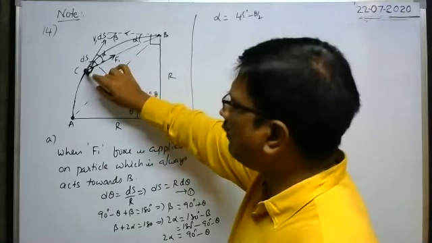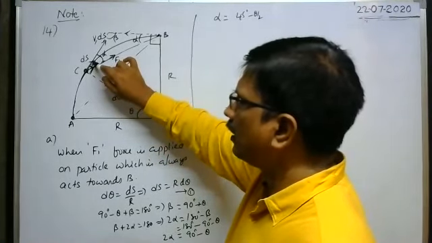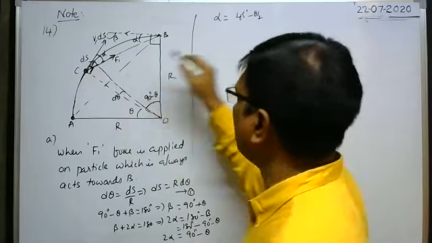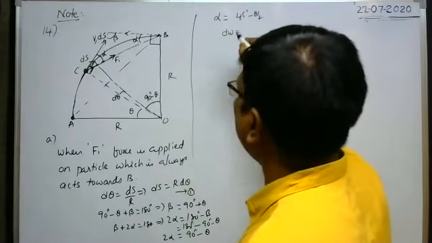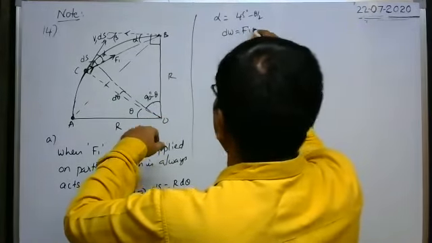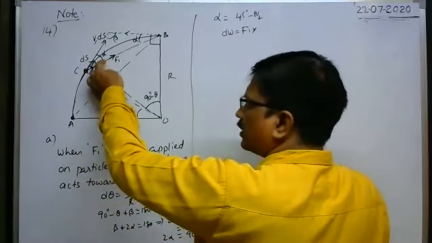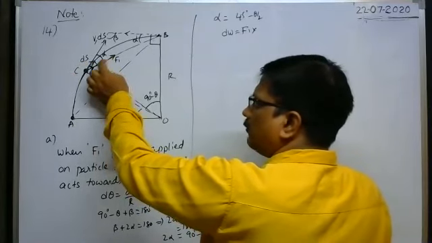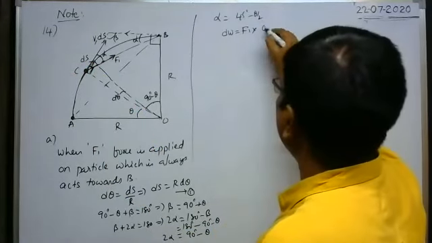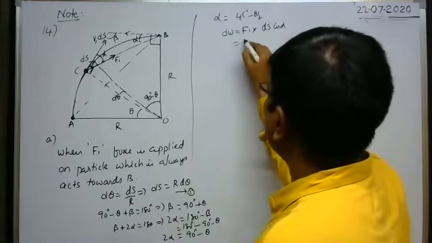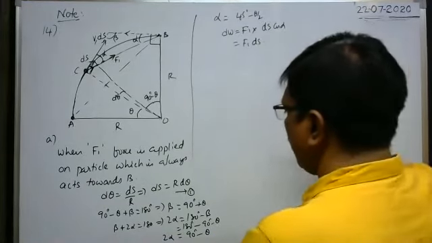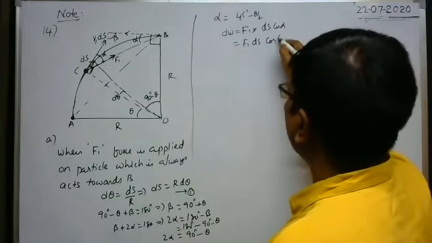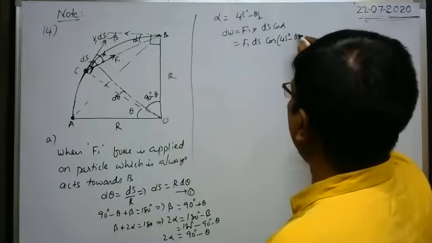Therefore, whenever the particle travels through a small displacement ds, what is the work done by this applied force in order to displace the body through a small displacement? For the small displacement, work done dW is equal to force into displacement of the body along the direction of force. In this direction it is ds. What is the component of this displacement along the direction of applied force? It is ds cos alpha. So that is equal to F1 ds cos alpha, where alpha is equal to 45 minus theta by 2, so cos of 45 degrees minus theta by 2.